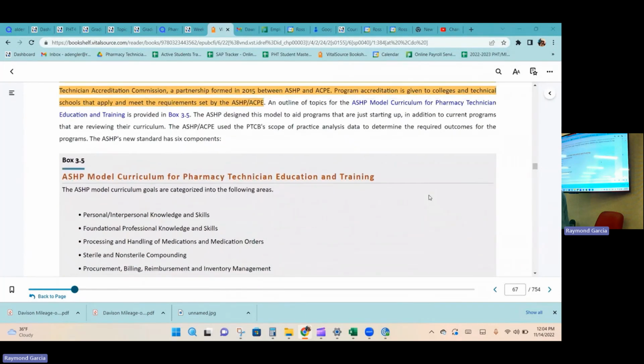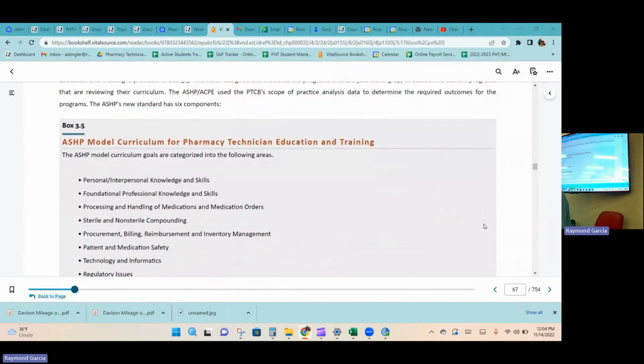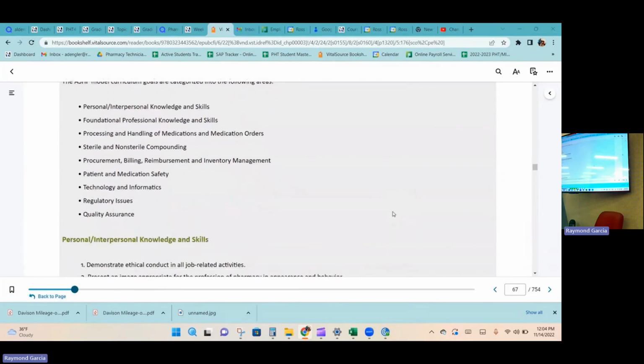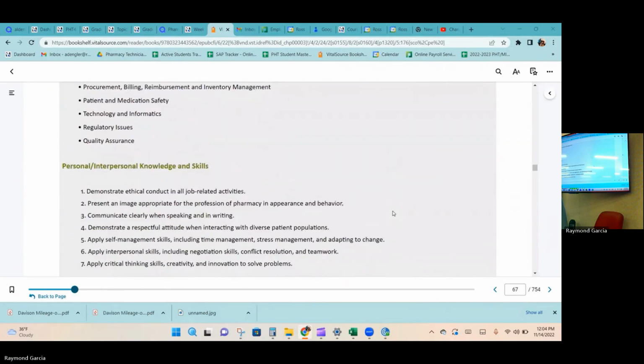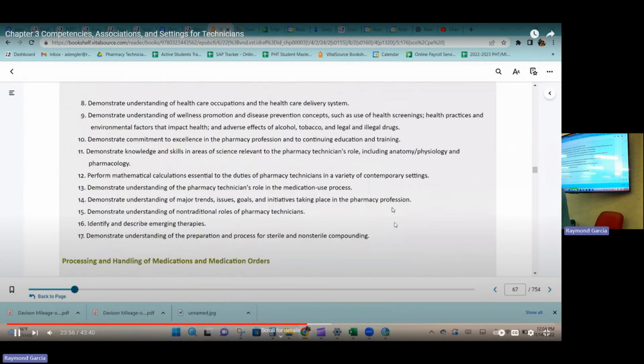And box 3.5 shows the ASHP model curriculum for pharmacy technician education and training. And they're categorized into the following fields. That's on page 60. Read through these.